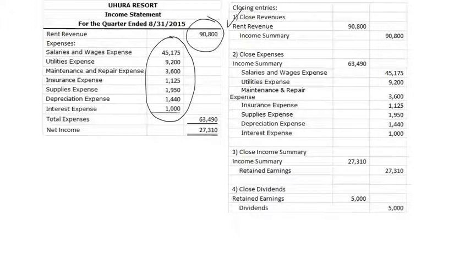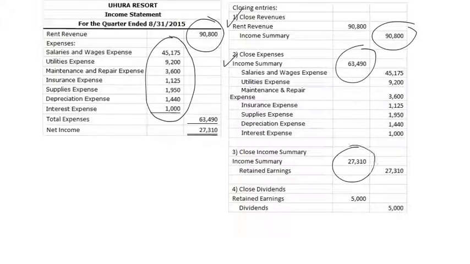What you end up doing is, we know expenses have debit balances. We need to credit them to close them, and we're going to debit income summary or retained earnings. The third is to close income summary. Well, if there's a credit balance here and a debit balance here, then there remains to be a credit balance. It needs to be debited.